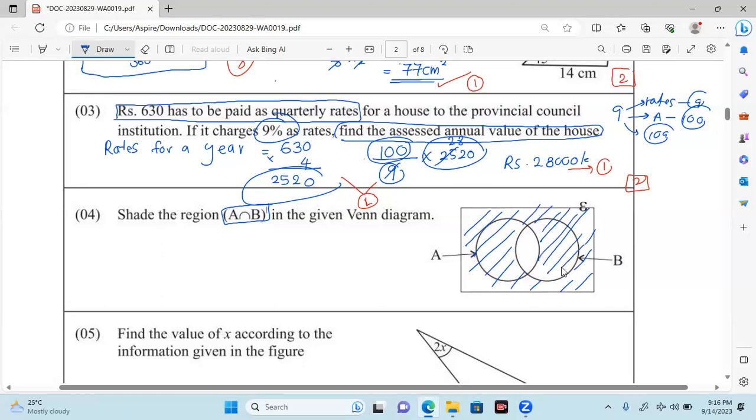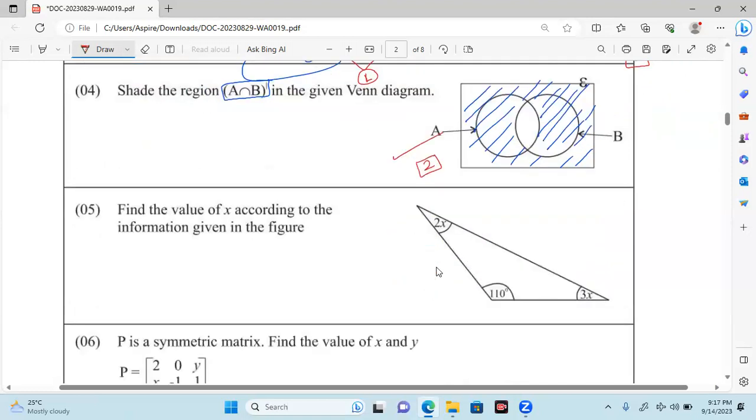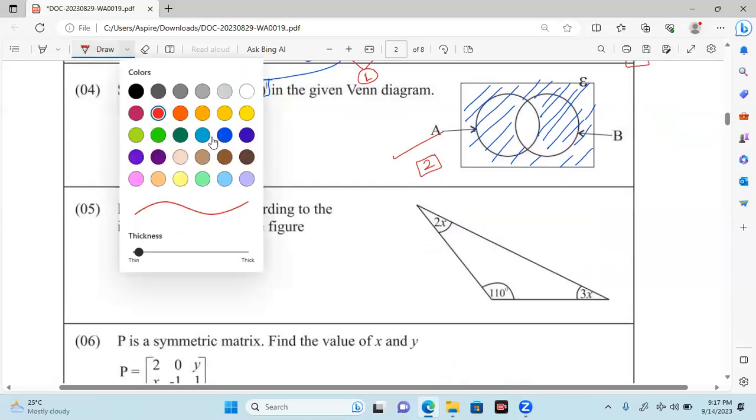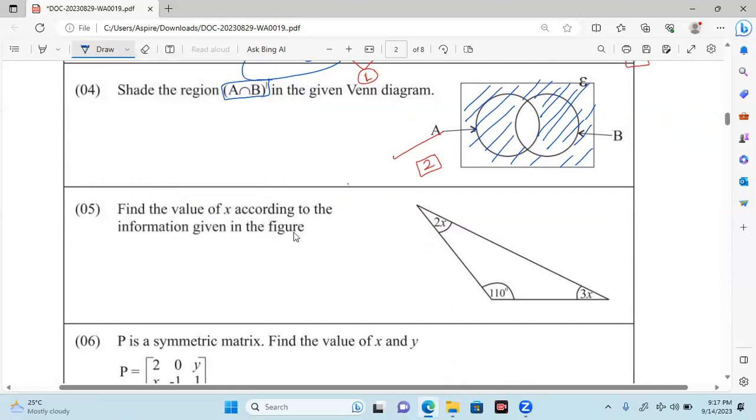This is the area that you should have shaded. Then 2 marks are given, okay, if you have done it correctly. Okay, find the value of x according to the given information in the figure.